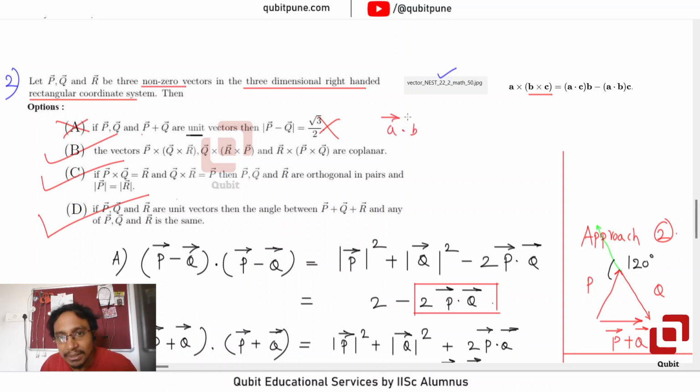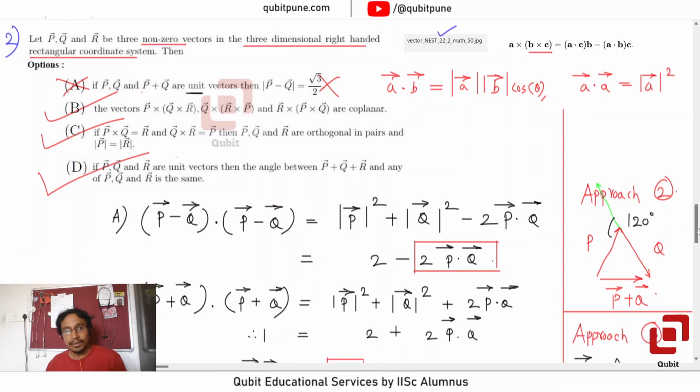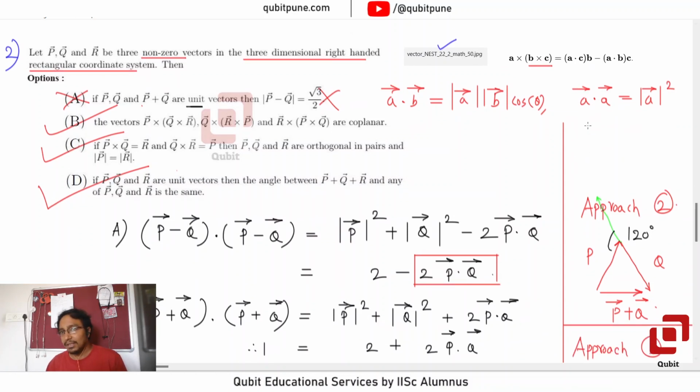And the other thing is that if we take dot product of any vector with itself, we will get the square of its magnitude. Clear? We used that property in A. Any doubt there? No? Okay. And also commutativity of dot product was used.